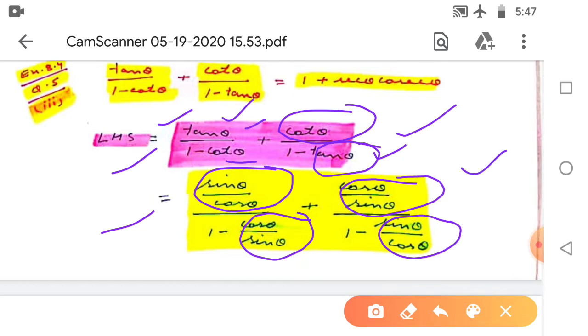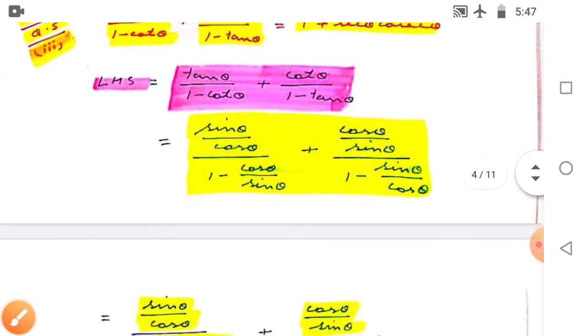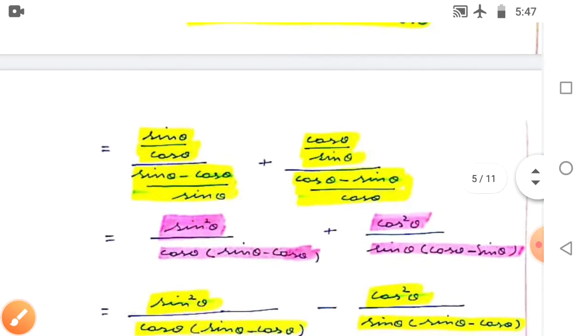Instead of writing tan theta, we write sin theta upon cos theta. Instead of writing this cot theta, we write cos theta upon sin theta. And instead of writing this cot theta, we write cos theta upon sin theta. And instead of writing this tan theta, we write sin theta upon cos theta. Crystal clear, right? Now, come to the next step.